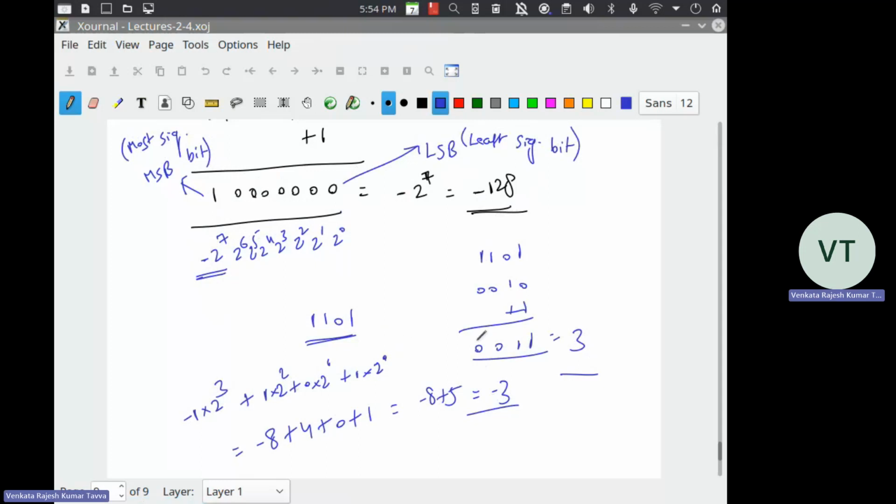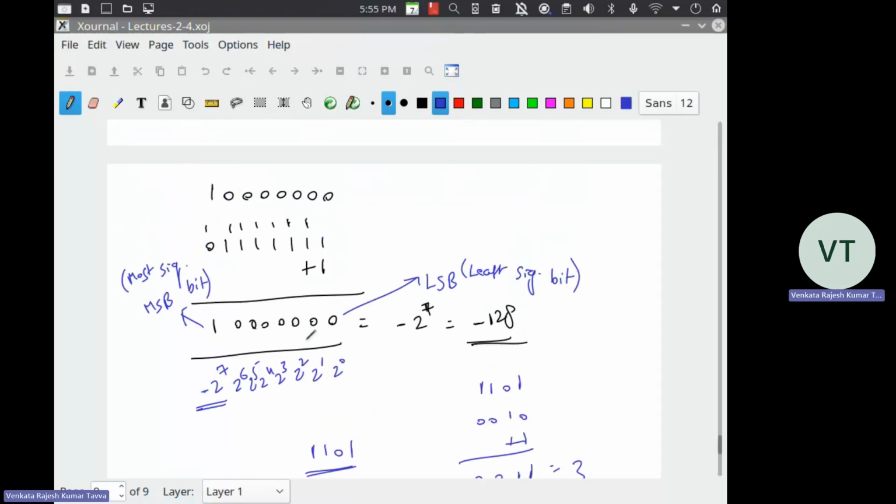Now, even if you apply the same thing, since this is 0, minus 2 square, minus 2 cube doesn't matter. This will be ignored. These places are all positive places. So you will get the magnitude from these places. Okay, you will understand this in a little while. Okay, so this much you understood.